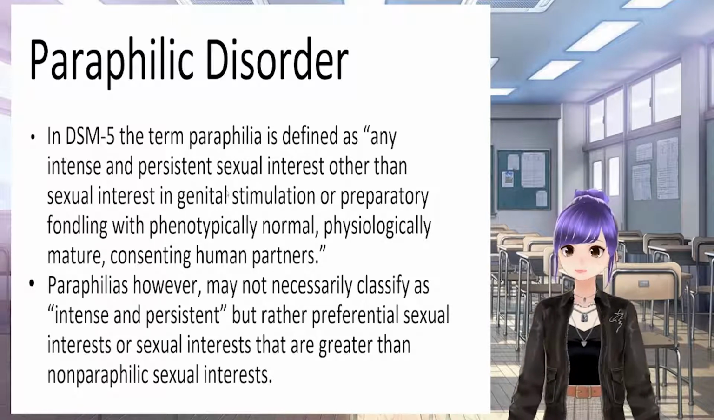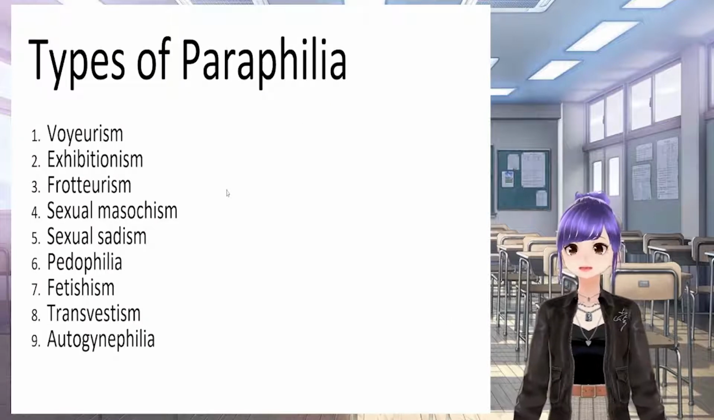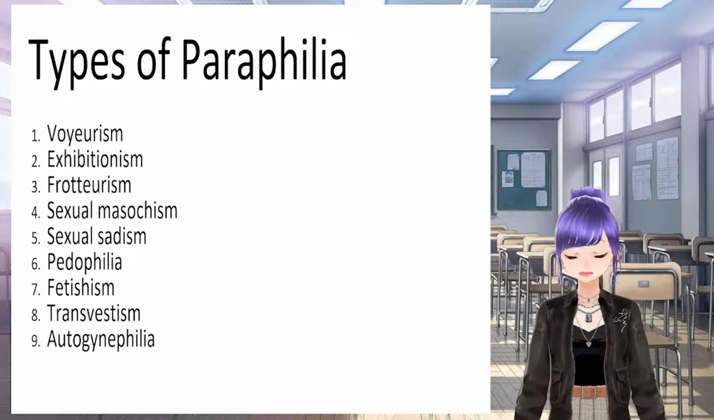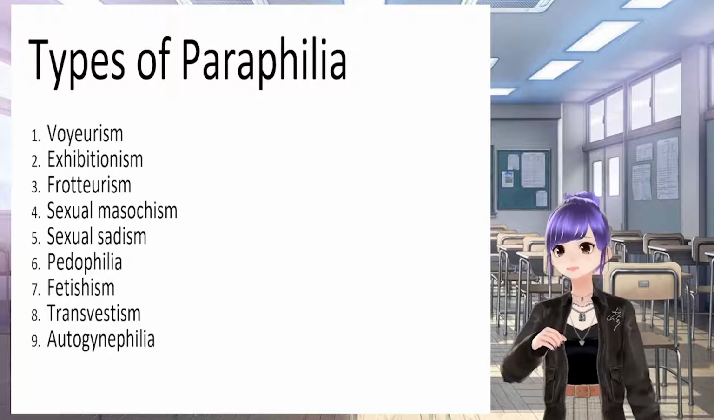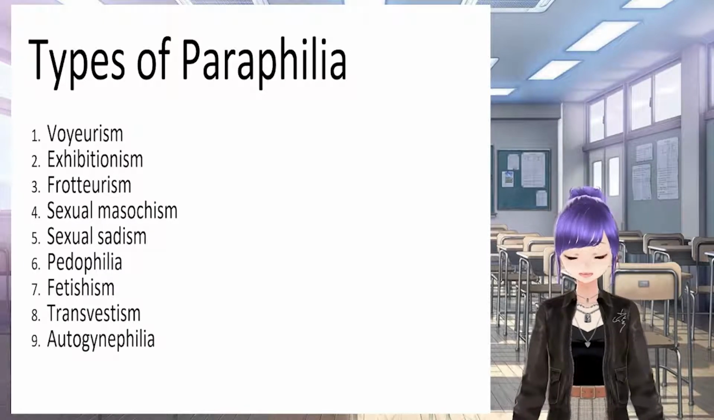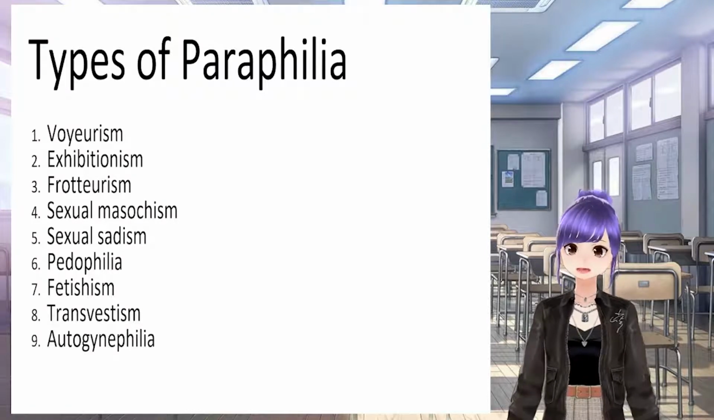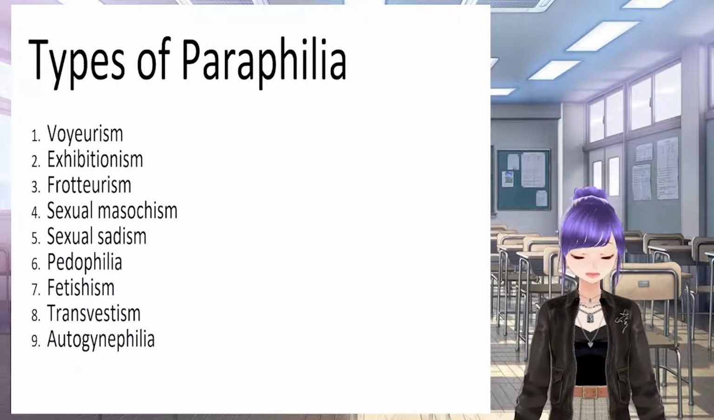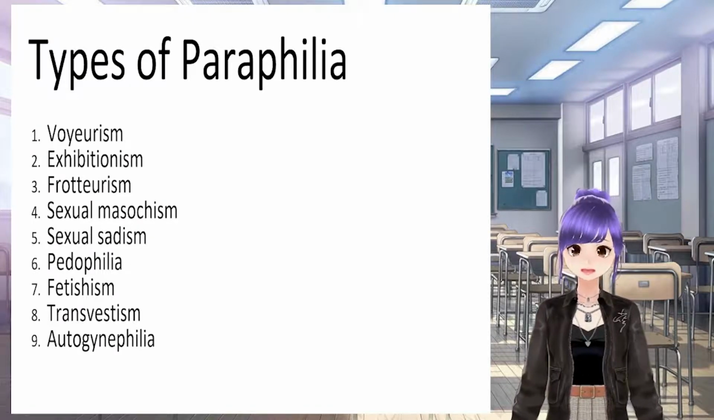So, what are the types of paraphilia included in the DSM-5? First one is voyeurism. Watching an unsuspecting or non-consenting individual who is either nude, disrobing, or engaging in sexual activity. Number 2, exhibitionism. Exposing one's own genitals to an unsuspecting person. Number 3, frotteurism. Touching or rubbing against a non-consenting person.